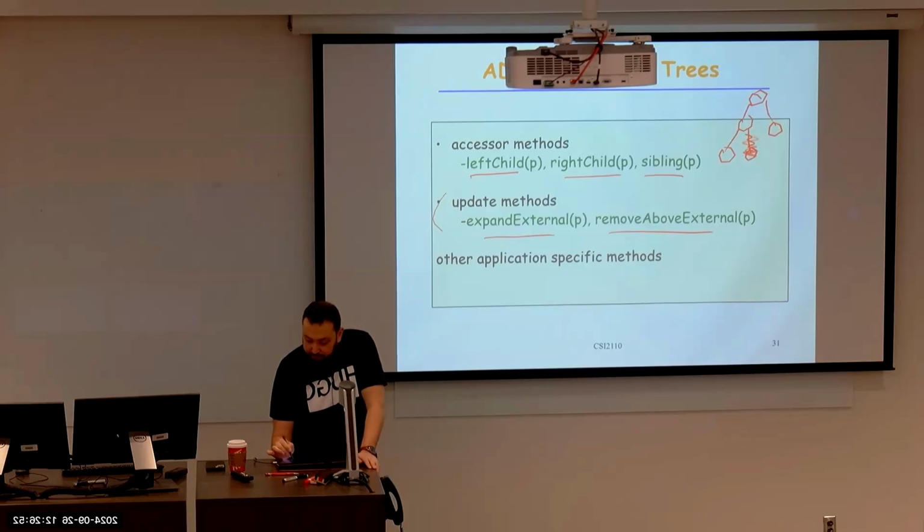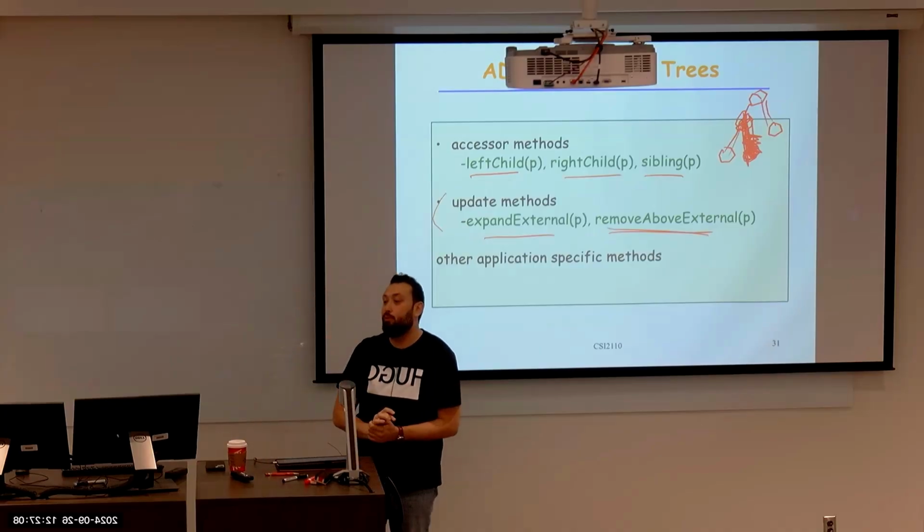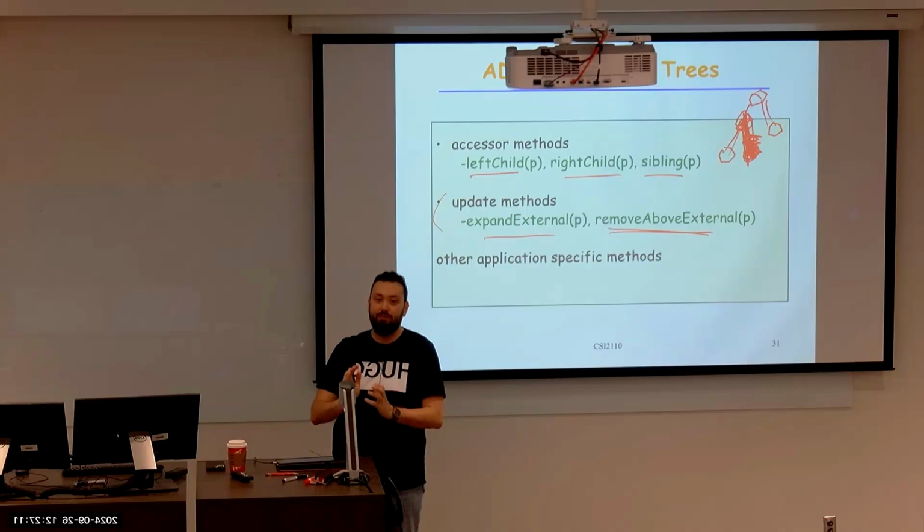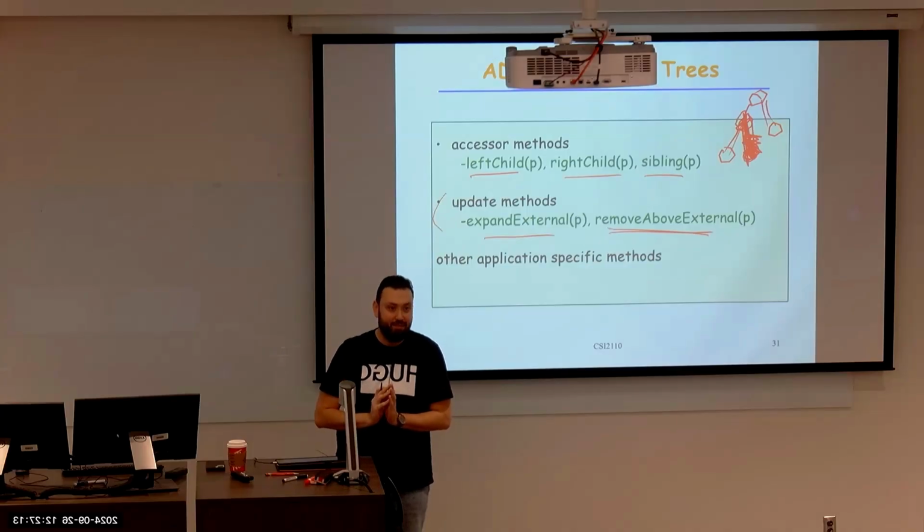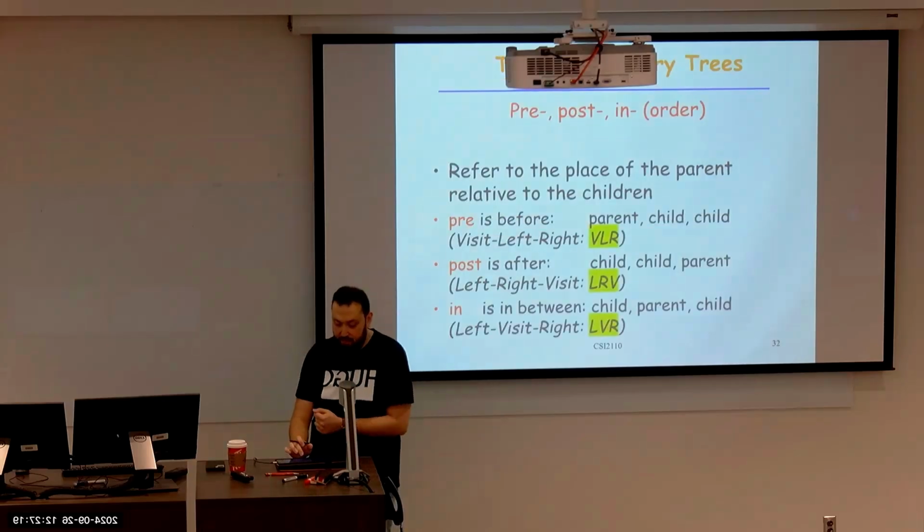I removed it. Can I still call this a full binary tree? No. That means whenever I want to delete this, I'll have to delete it together with its parent. So that's what you mean by remove above external. I have to actually remove the one above it. That's the only way for me to keep it a full binary tree, because otherwise it will not be a full binary tree. We're going to have a slide for it, and you'll be able to understand it.